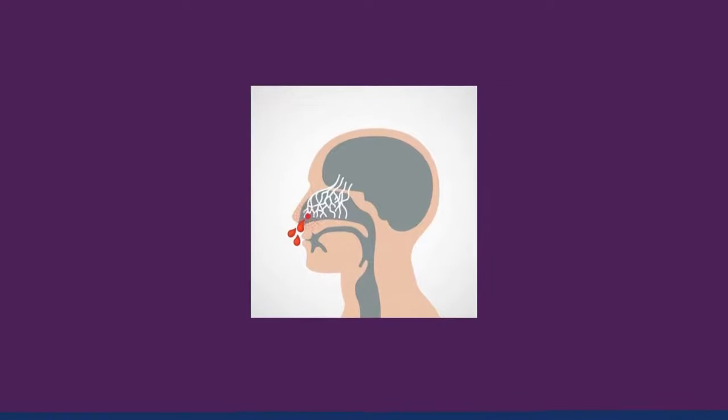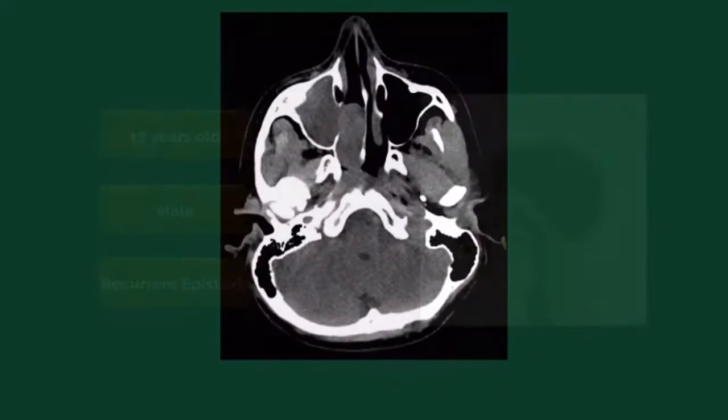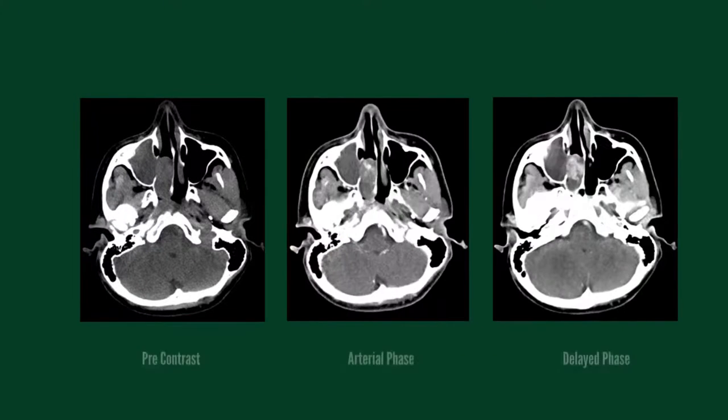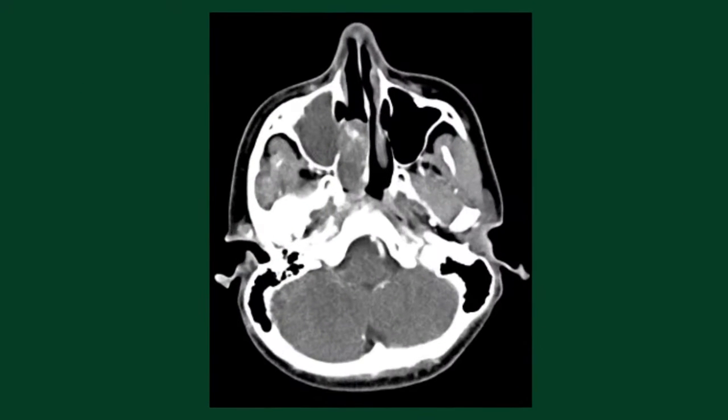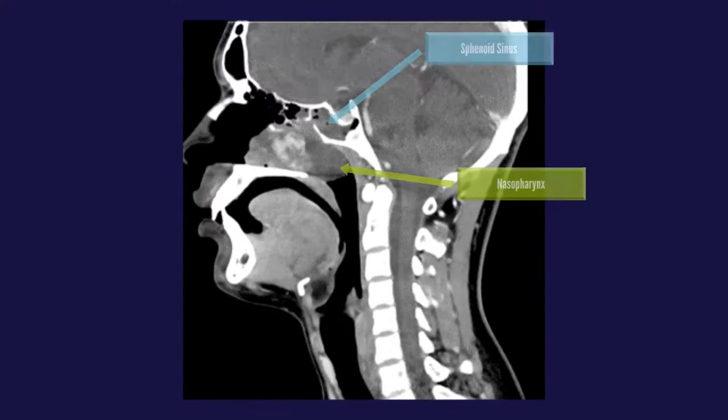A 17-year-old male presented to our hospital with recurrent epistaxis. After being seen by our otolaryngology team, CT angiogram was done. The CTA demonstrated a large, hypervascular mass in the posterior part of the right nasal cavity with extension into the right side of the nasopharynx and the sphenoid sinus.